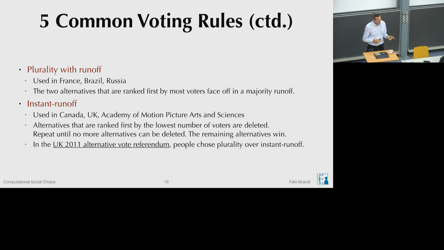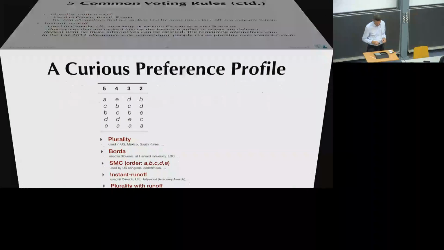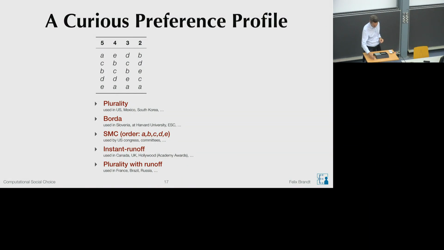Okay, but here it was only a decision between two alternatives. Let me just show you this before we go to the break, because the next thing we are going to do after the break is compute the winners according to these 5 rules for this preference profile here.